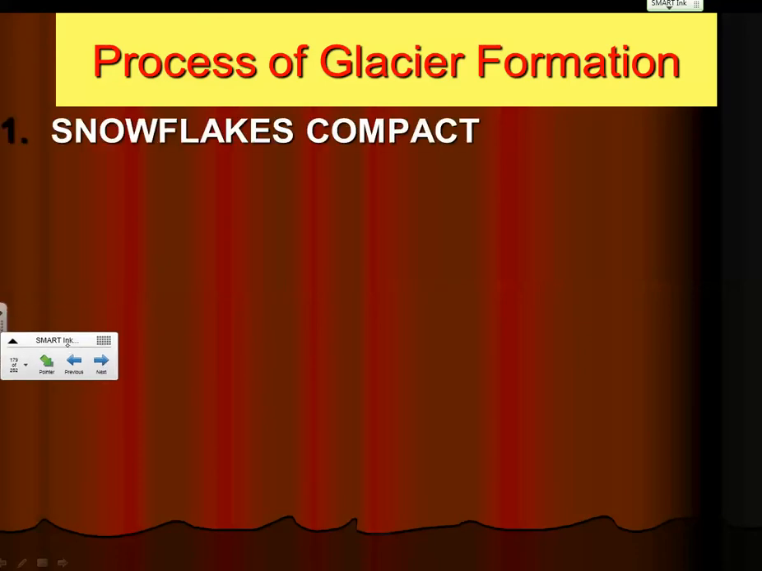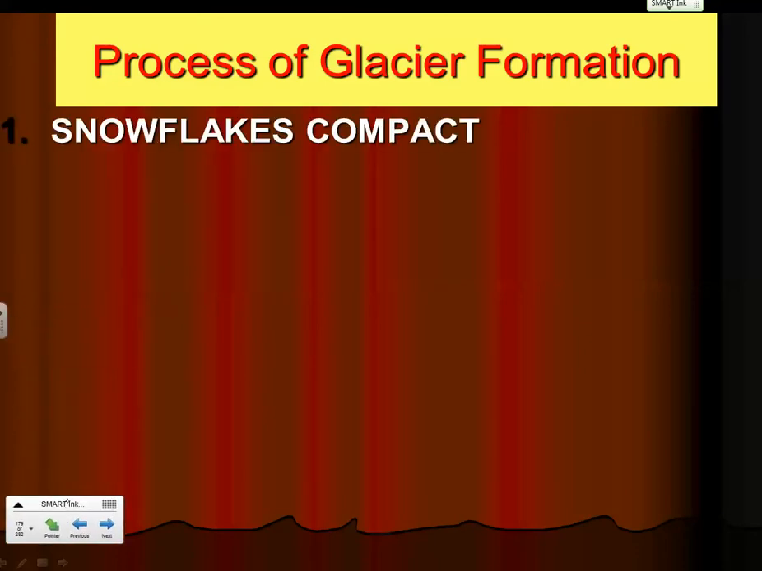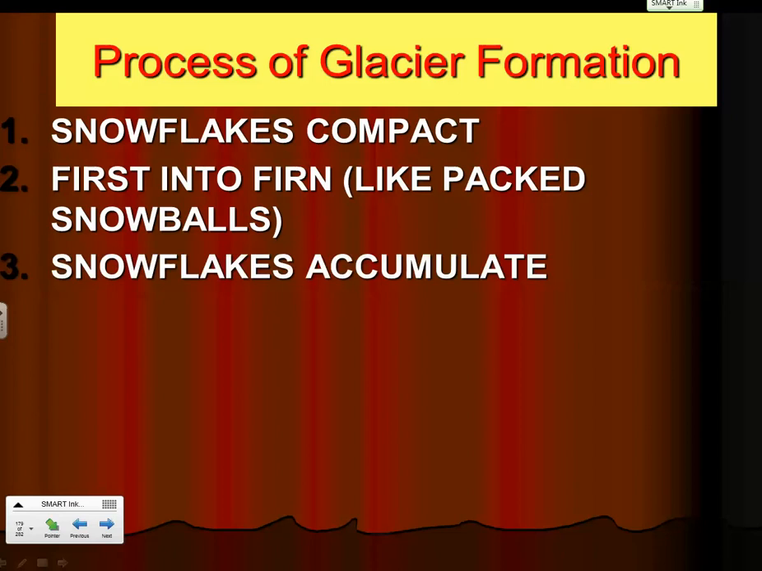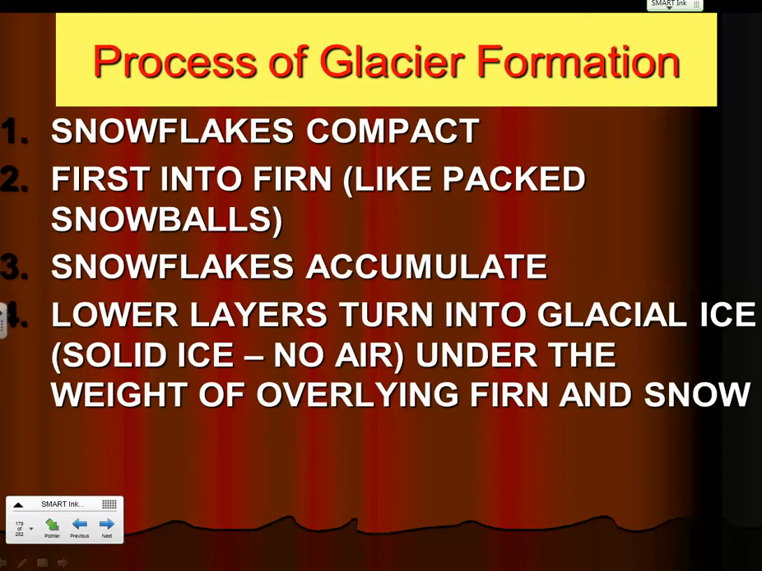All right, let's move on to the process of glacier formation. First, snowflakes. We know there has to be lots of them to make glaciers. And when they fall, just like around here at the end of the winter, they compact into this stuff called firn, which is like the snowbanks towards the end of the winter. They're really hard, like packed snowballs. So the snowflakes accumulate. Eventually, the lower layers turn into glacial ice.